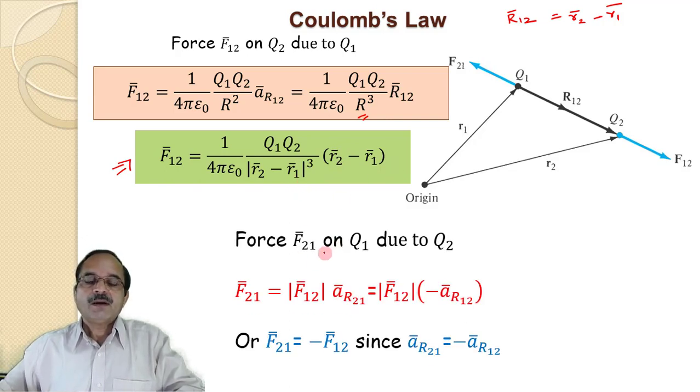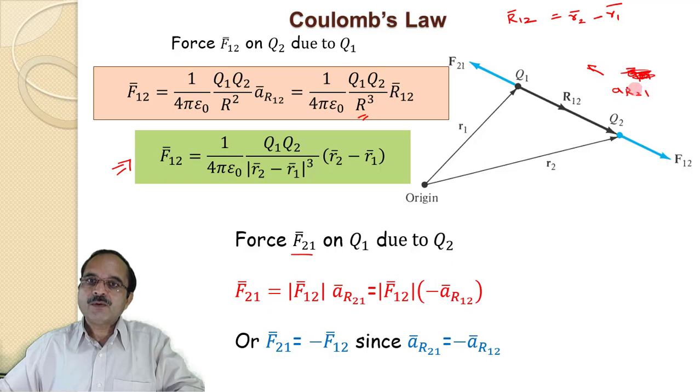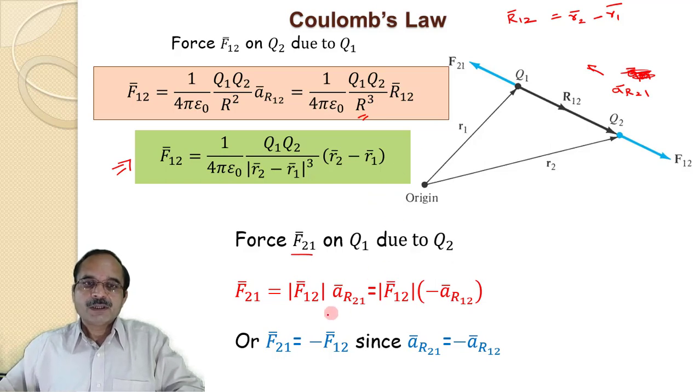In the same manner, force on charge 1 because of charge 2, so that is F21. This is the direction of F21. It will be in the opposite direction. So this is in the direction AR21, the unit vector along R21. So this AR21 gives direction to this vector. So this is the magnitude of F21. Now the magnitude of F12 and magnitude of F21 are the same. That's why I can also write it as magnitude of F12.